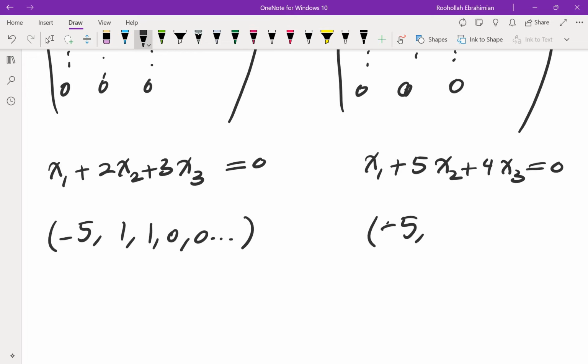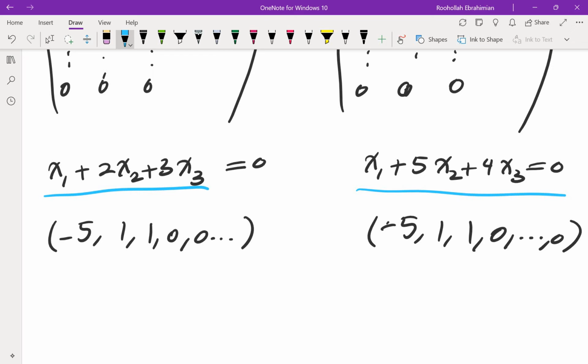But -5, 1, 1 is not a solution for the second one. So replace every variable with 0 except for those 3 that have non-zero coefficients. And this could be done for any matrix. It doesn't have to be 2, 3, 5, 4. You could always find a solution to this one that is not a solution to that one. And that's a contradiction. So in other words, the reduced echelon form of every matrix is unique.